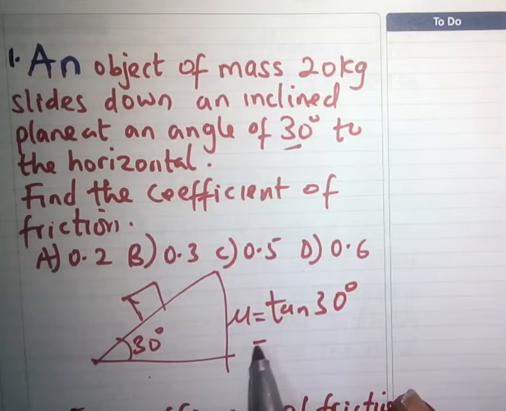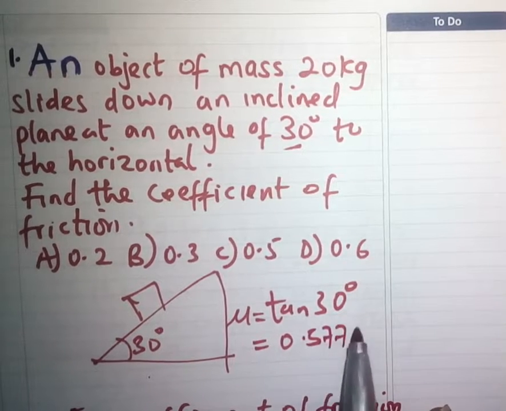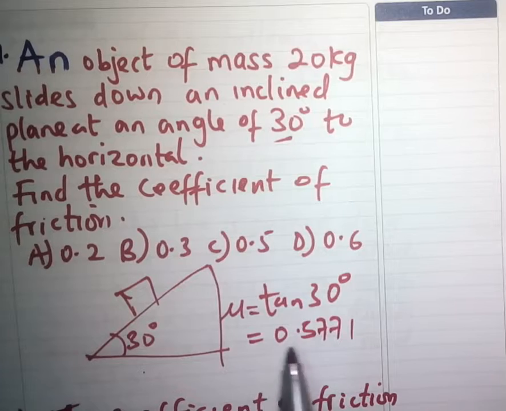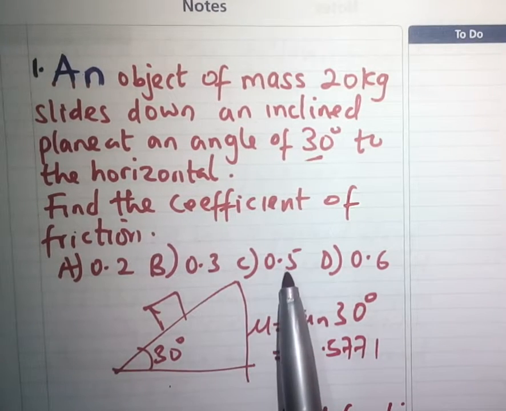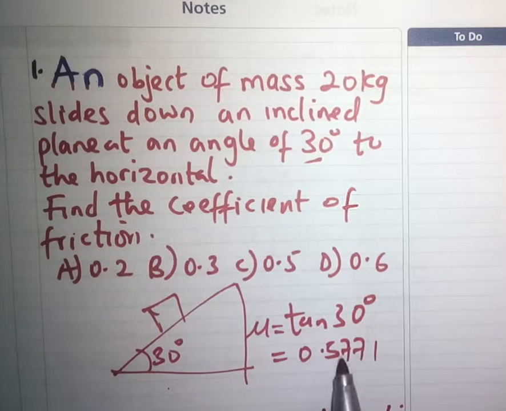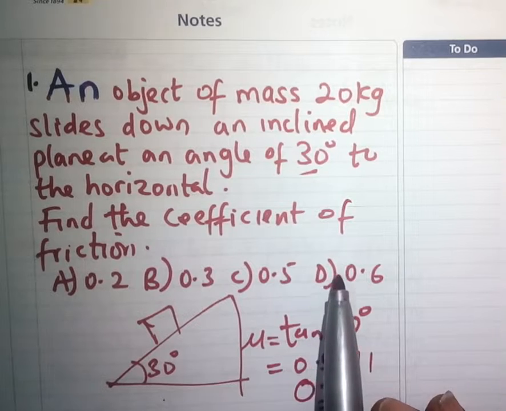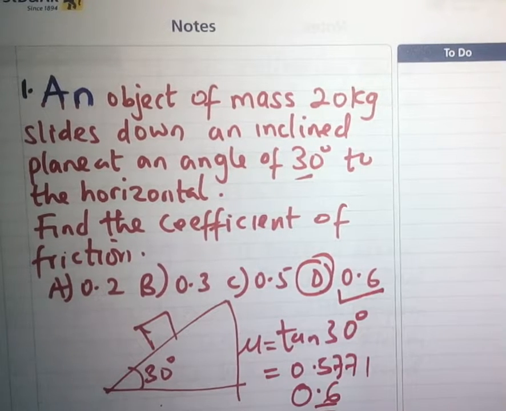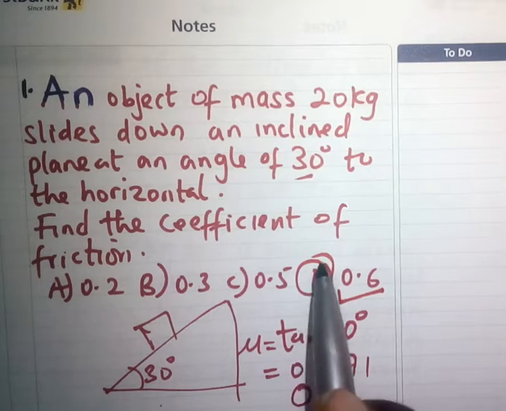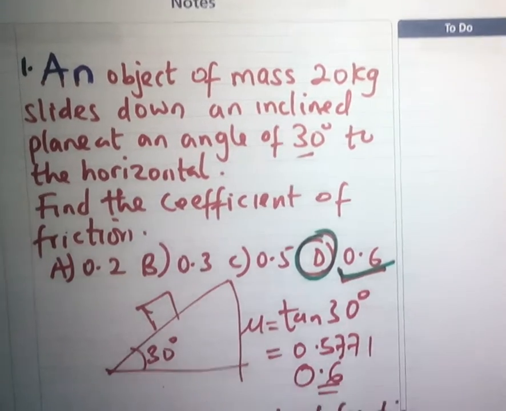So tan 30 will give you 0.5771 and so on. Now if you look at the options, 0.2 cannot be the answer, 0.5 cannot be the answer, this cannot be the answer, this is the final answer. When you approximate this, that will give you 0.6. So this is just the answer right here. You just pick this as your answer. So the answer is option D. Now move to the next one.